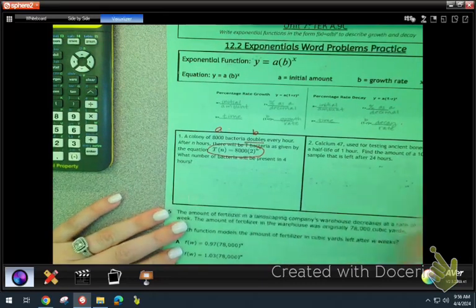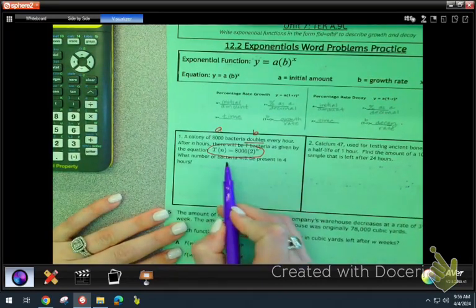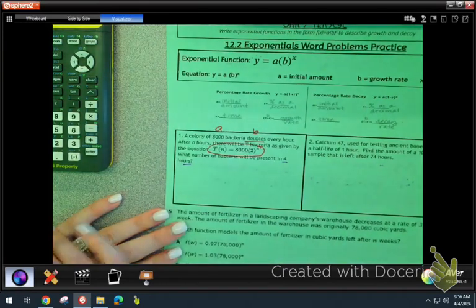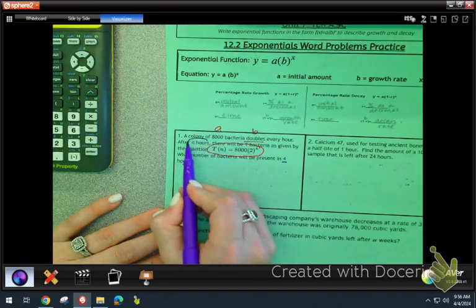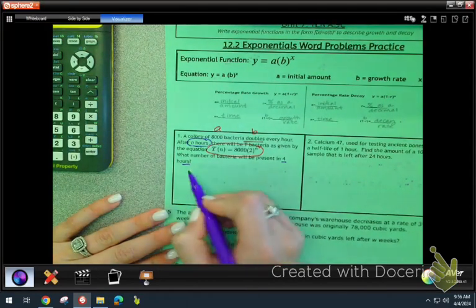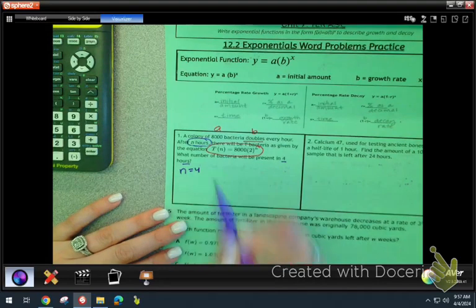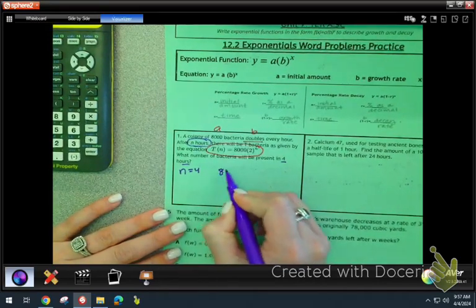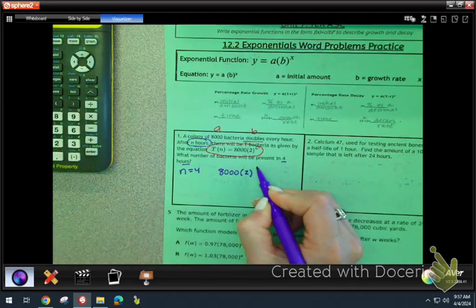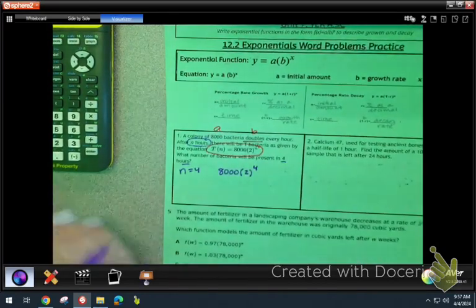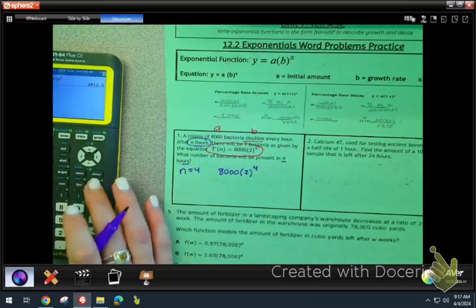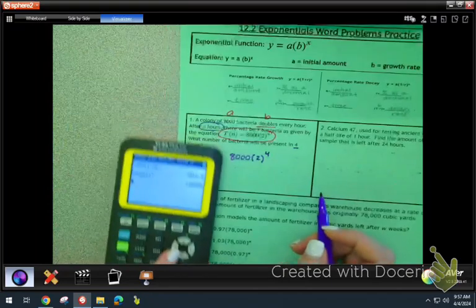What's the question say? How many bacteria will be present in 4 hours? Okay, what does it say hours is represented by? N. Okay? So all we have to do is plug in N equals 4. So our equation says 8,000 times 2 to the 4th power. 128,000. Type that in.